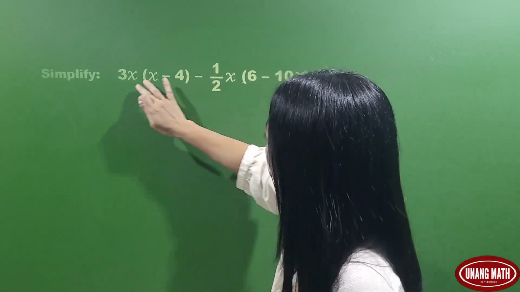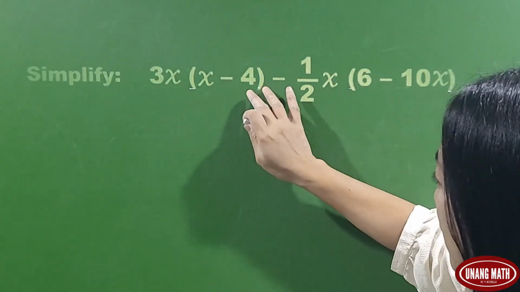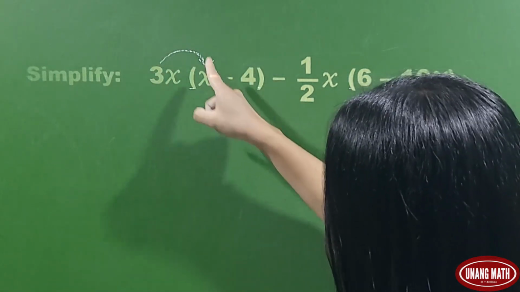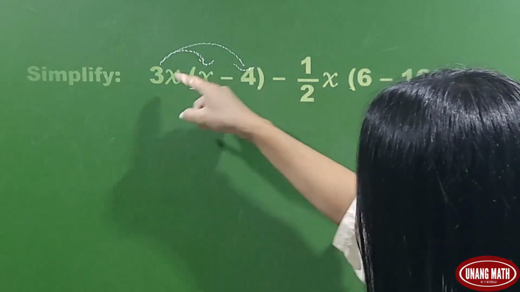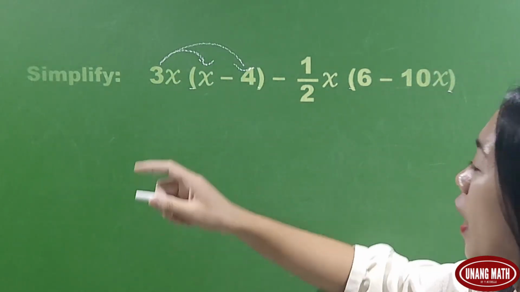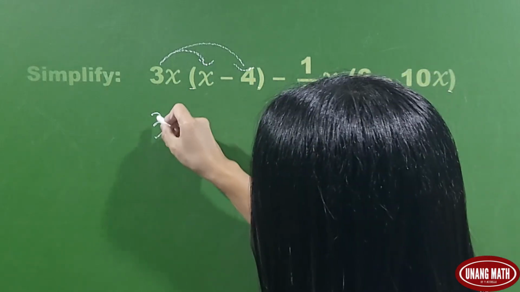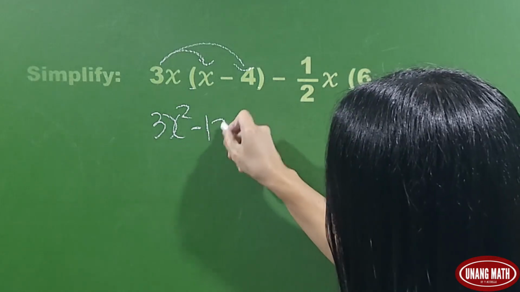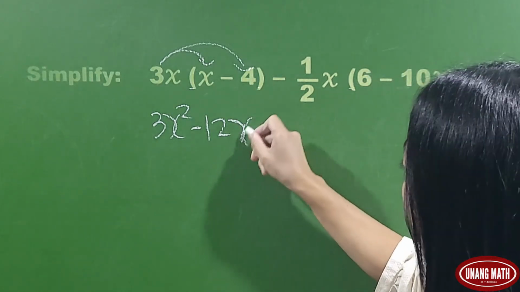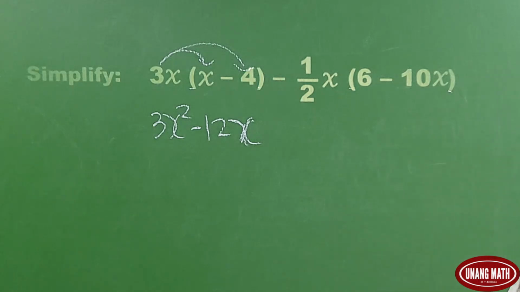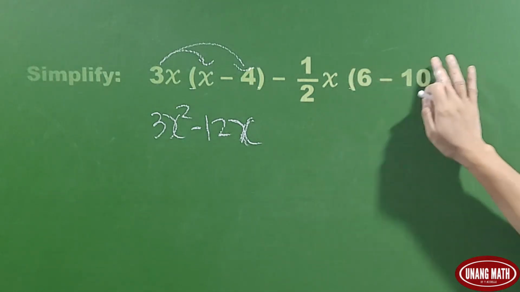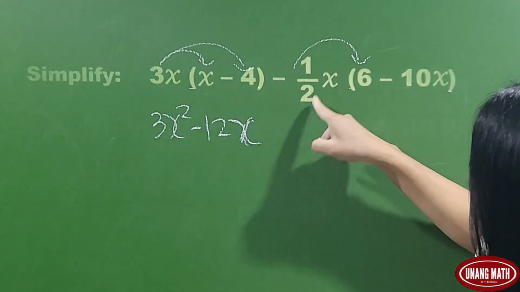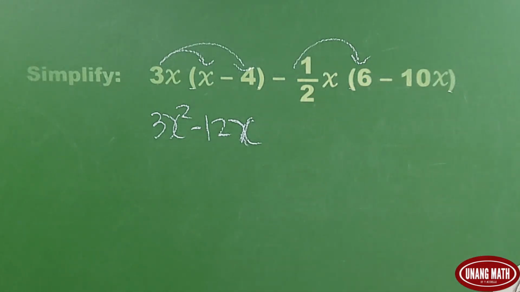Okay, let's start with this expression inside this parenthesis. Using distributive property, so 3x times x and 3x times negative 4. 3x times x, that would be 3x squared. 3x times negative 4, negative 12x. Okay, what about this expression? We also need to remove this parenthesis using distributive property. So negative 1 half x times 6.